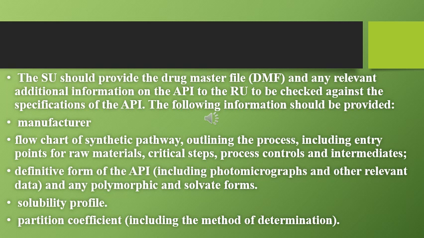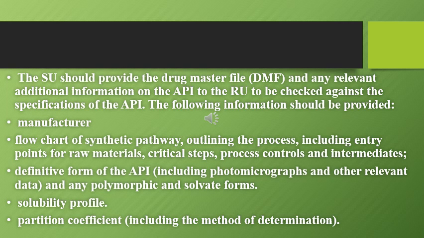Any information, any minute information, major information which is to be checked at different points, everything is mentioned in the drug master file. All the specifications of the API are mentioned there. So the basic information which our drug master file contains are: number one, the information of the manufacturer, from where the active pharmaceutical ingredient is being manufactured, who is the manufacturer of the API.